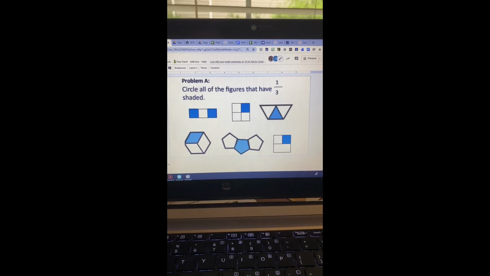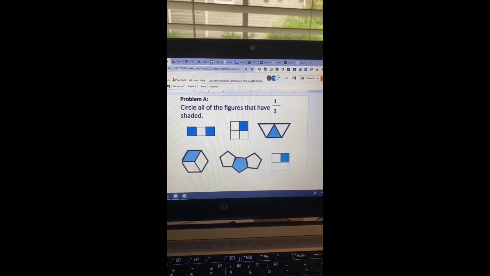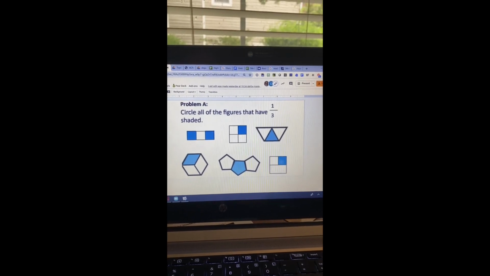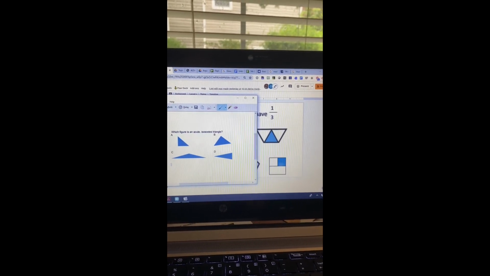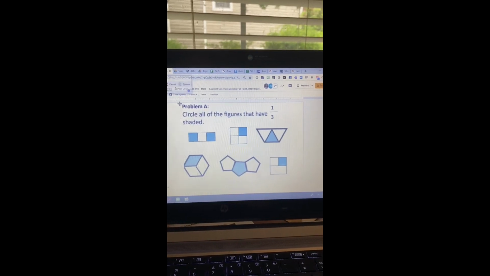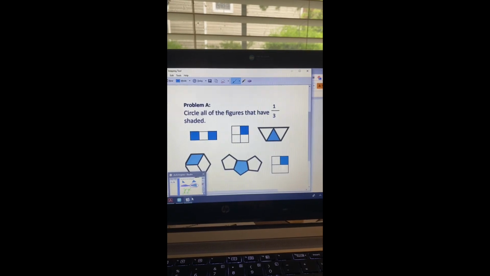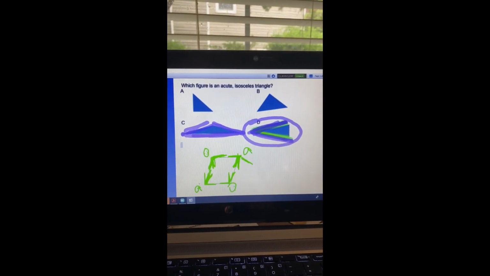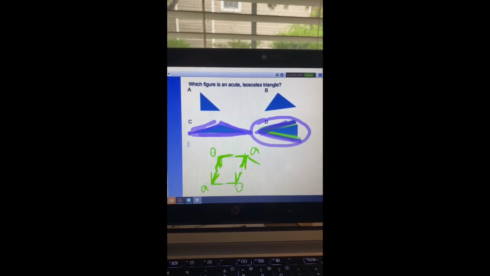So let's get started. This problem says circle all of the figures that have 1/3 shaded. And what I'm going to do right here is I'm going to snip this and put it over here, a new page.